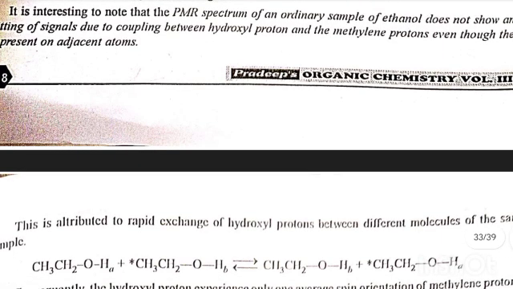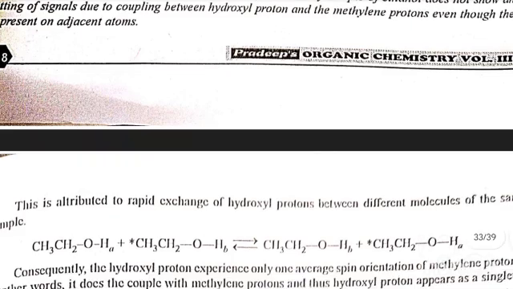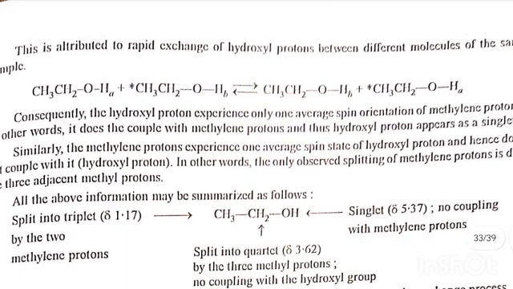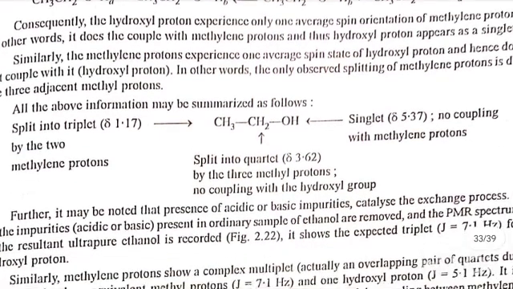It is interesting to know that the PMR spectrum of an ordinary sample of ethanol does not show any splitting of signals due to coupling between hydroxyl protons and the methylene protons, even though they are present on adjacent atoms. This is attributed to rapid exchange of hydroxyl protons between different molecules of the same sample. Consequently, the hydroxyl protons experience only one average spin orientation of methylene protons.